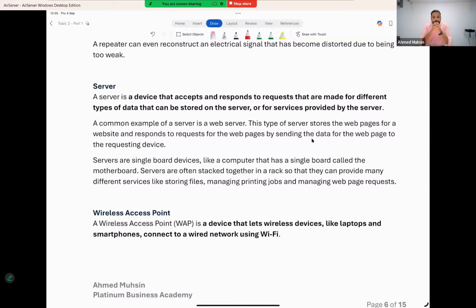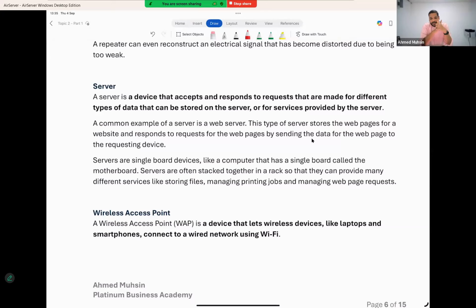Okay, keep reading it, guys. A web server, what does a web server do? This type of server stores the web pages for a website and responds to requests for the web pages by sending the data for the web page to the requesting device. Okay. So guys, anyway, I haven't taught this to you all yet. What do you call a device that connects to a server? Client. So you guys are all clients. When you all connect to Uber or PickMe or Ikman, whatever the site is, your device is a client. It's getting data from the server. Are we okay?